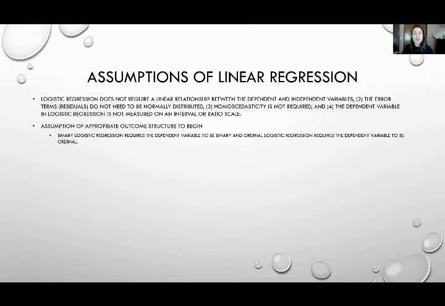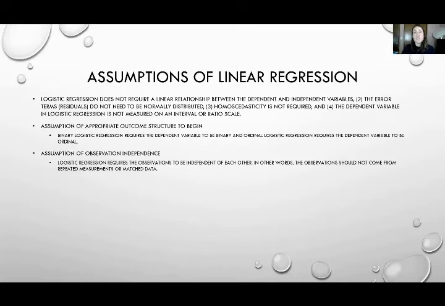Okay, so here are the actual assumptions. So we assume that you're looking at the appropriate outcome structure. That means that the binary logistic regression requires a dependent variable to be binary. As I said, male or female, yes or no, groundwater contamination, no groundwater contamination. And we're not going to focus on this latter half, but an ordinal logistic regression requires a dependent variable to be ordinal. Don't worry about that at all. Just that first part about being binary.